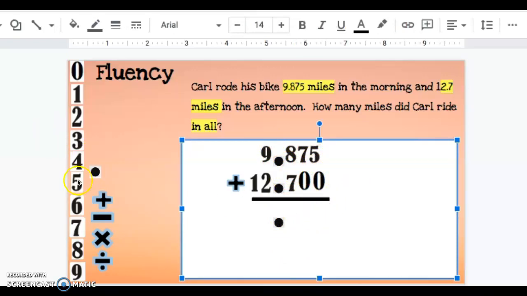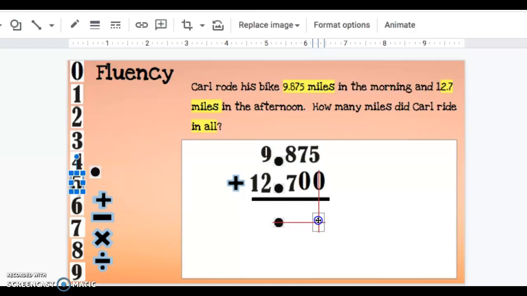5 plus 0 is 5. 7 plus 0 is 7. 8 plus 7 is 15. I'm going to bring up the 1. 9 plus 1 plus 2 is 12. So I put my 2, and bring up my 1.